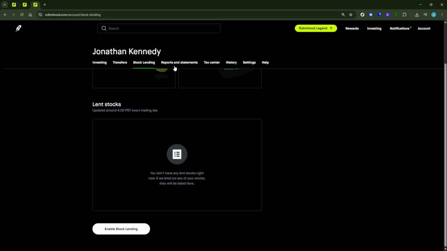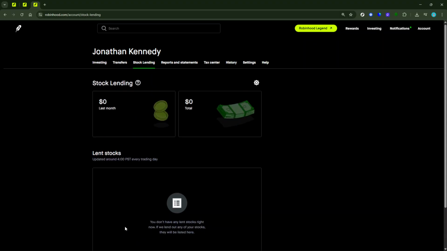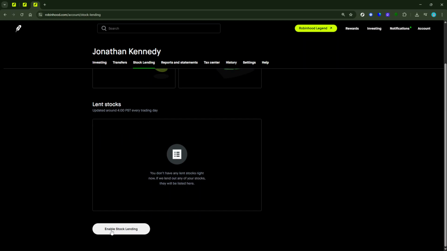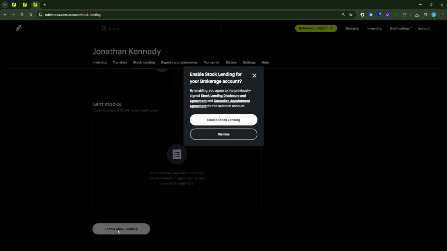Next, click on Enable Stock Lending. Before the process is finalized, Robinhood will present you with the terms and conditions associated with stock lending. I highly recommend you take a moment to review these carefully, as they outline important details about your rights and what to expect if your shares are lent out. If you agree to the terms, simply click Accept to proceed.